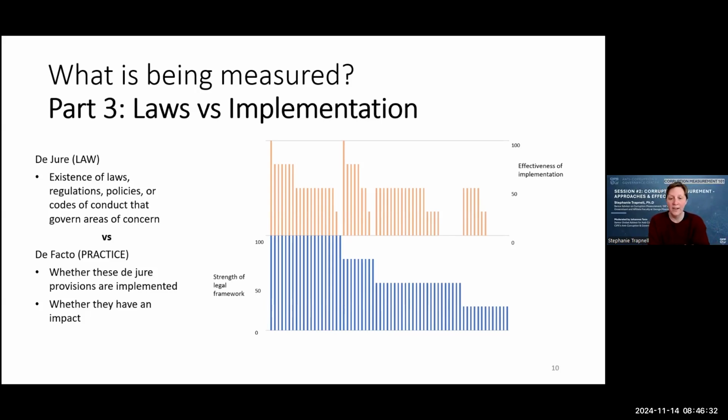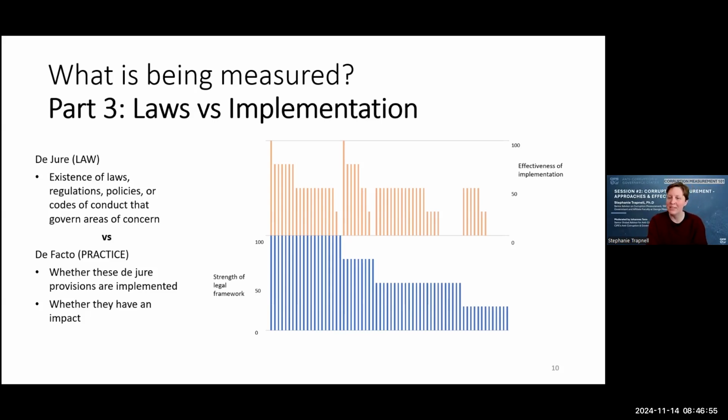And in the middle of the graph, you have the middling. This is what happens with a lot of corruption measurement. You have a big middle where countries sort of do okay, and it's not really that illuminating, and you really need to dig. And then on the right side of the screen, you have countries with a really bad legal framework who actually score better on their implementation.